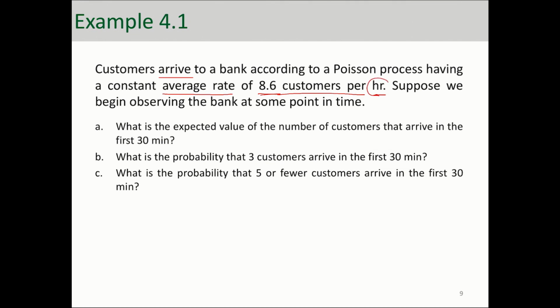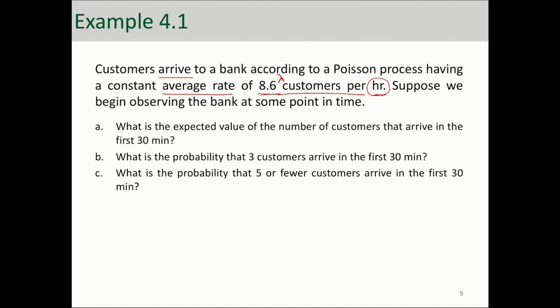Then you have to pay attention to the unit of measure every time, because sometimes the lambda is given in terms of hours, and then the question is asking you to calculate some probability in terms of minutes. So you have to do that conversion. Suppose we begin observing the bank at some point in time.